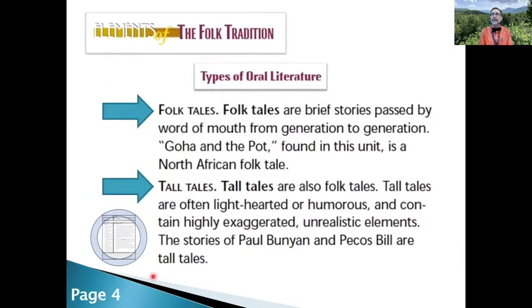We're going to take a look at some folk tales. Folk tales come to us from all around the world. We're going to read one called Goha and the Pot. It often has a trickster character in it, teaches a lesson by the end. They're told to entertain, but they're also told to teach a lesson.